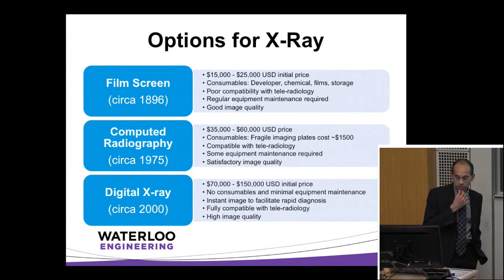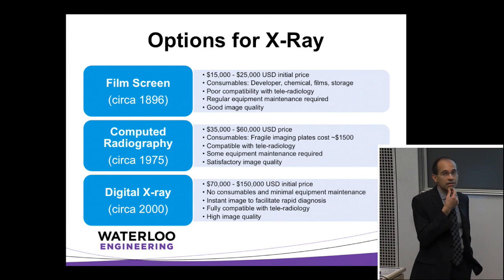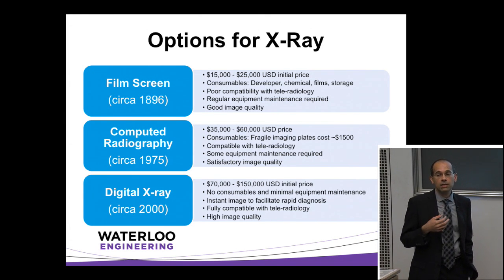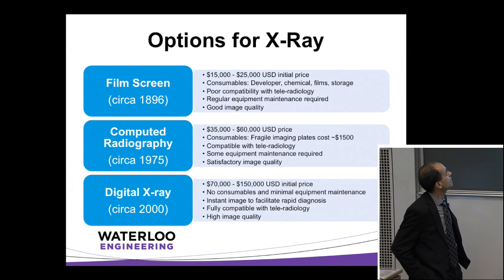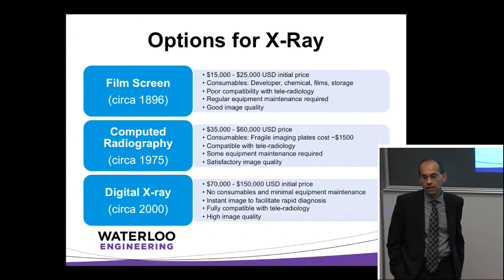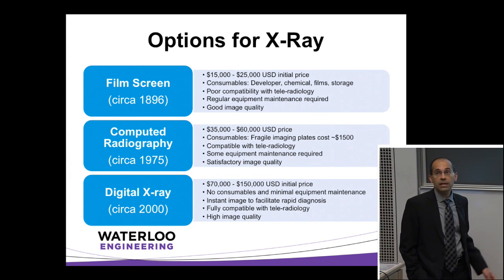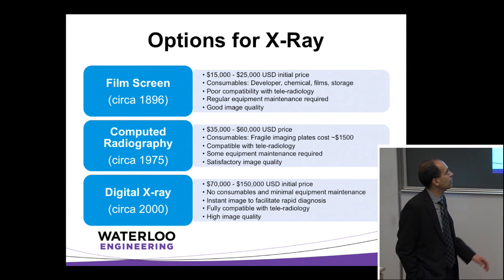Now, how do you actually take X-rays? The most common way is a film screen. This is literally outdated in North America. You don't really see many people with film screens out here. It started out in 1896 with Röntgen, right, discovering that the Crookes tube that he had in the lab was causing this invisible radiation to show up.